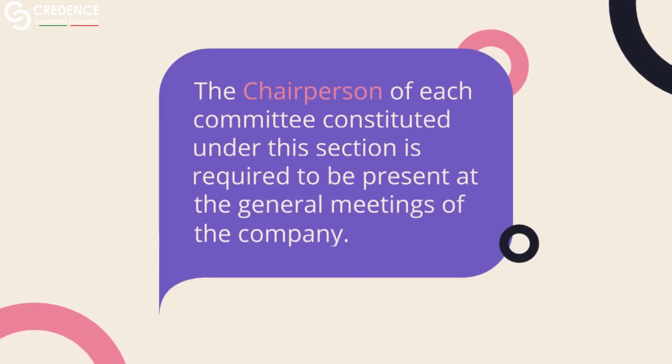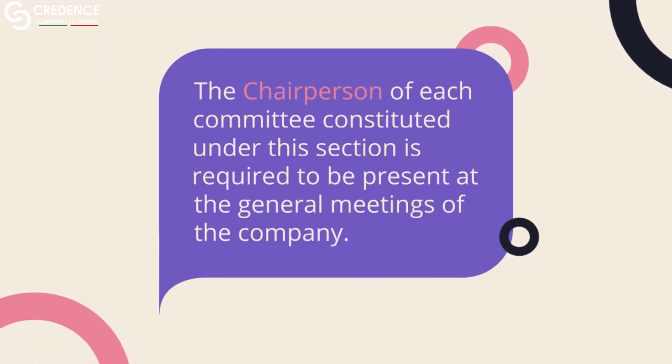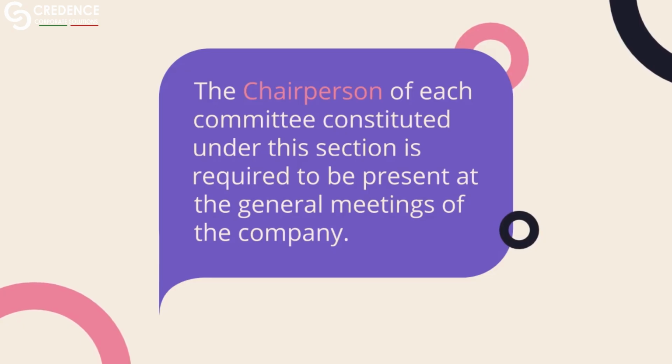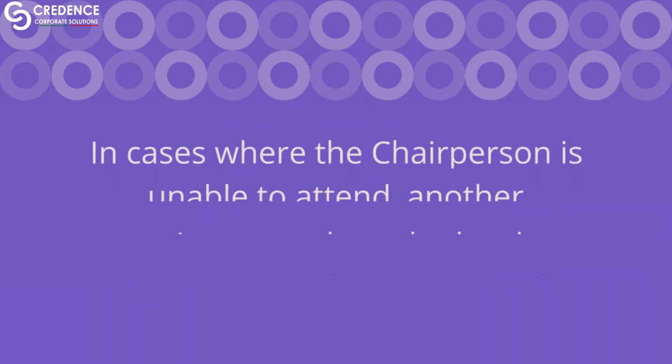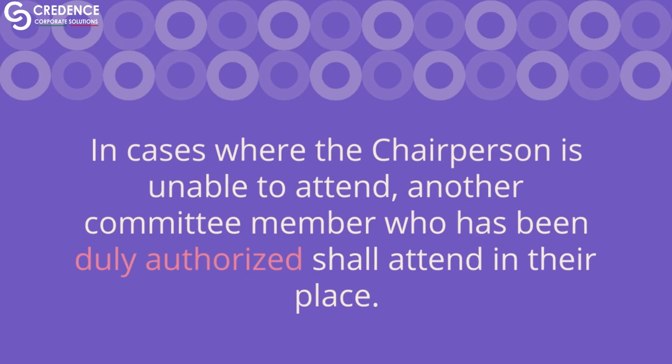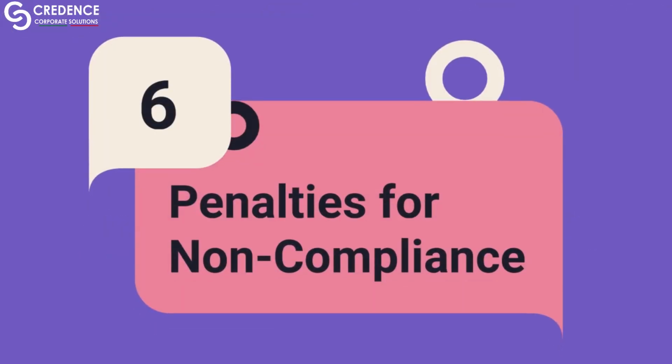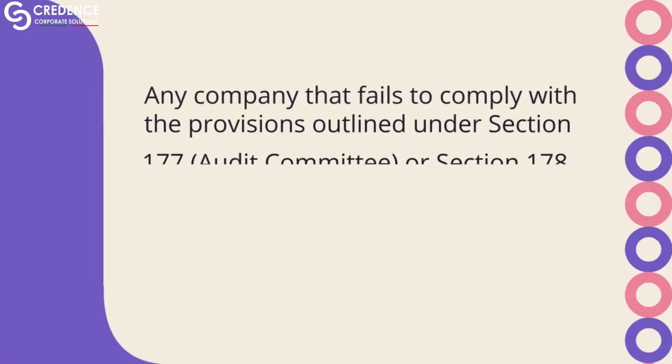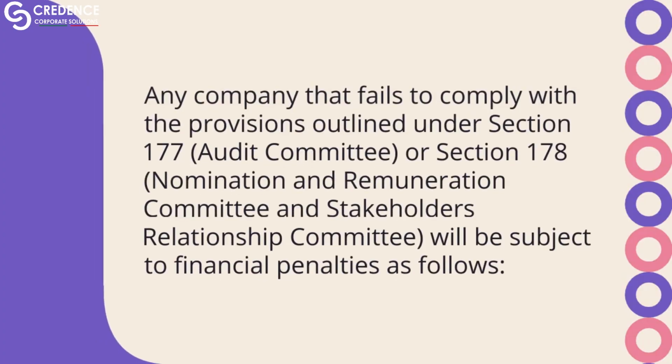The chairperson of each committee constituted under this section is required to be present at the general meetings of the company. In cases where the chairperson is unable to attend, another committee member who has been duly authorized shall attend in their place. 6. Penalties for non-compliance. Any company that fails to comply with the provisions outlined under Section 177, Audit Committee, or Section 178, Nomination and Remuneration Committee and Stakeholders Relationship Committee, will be subject to financial penalties as follows.